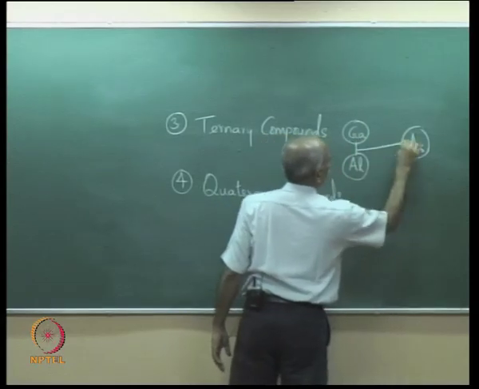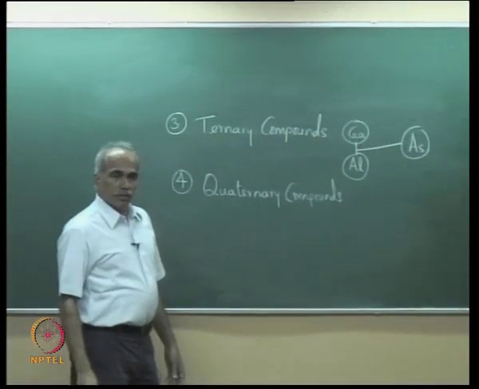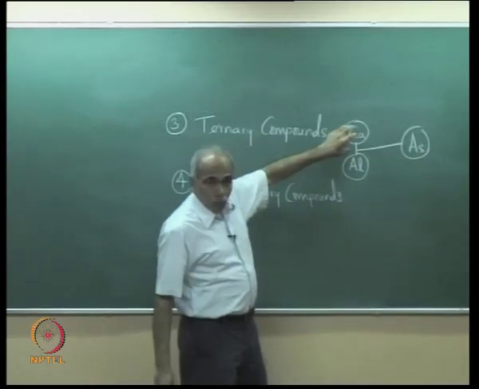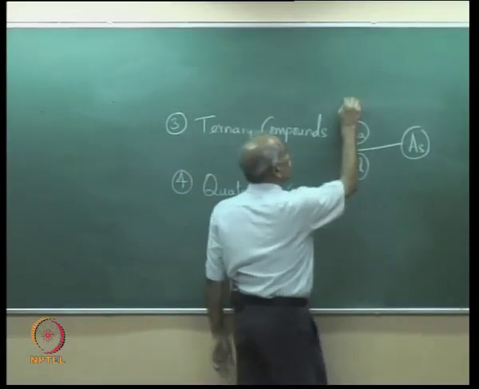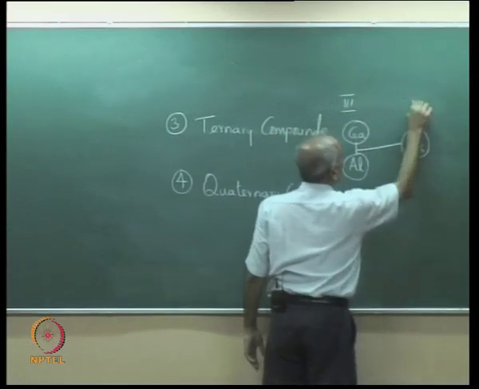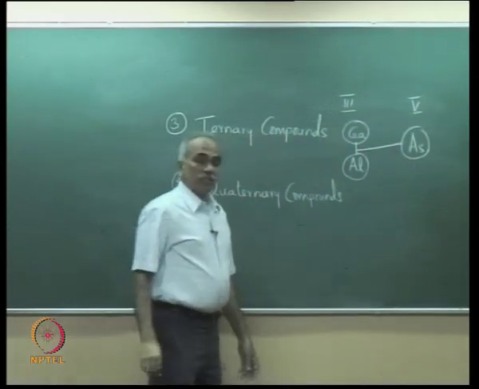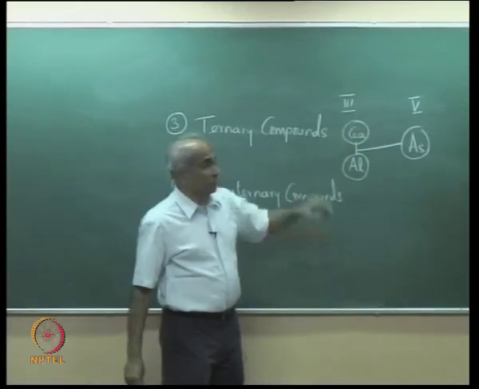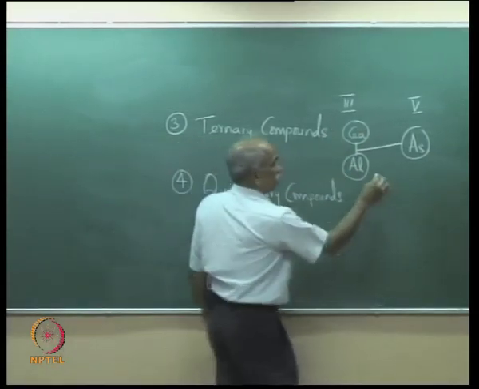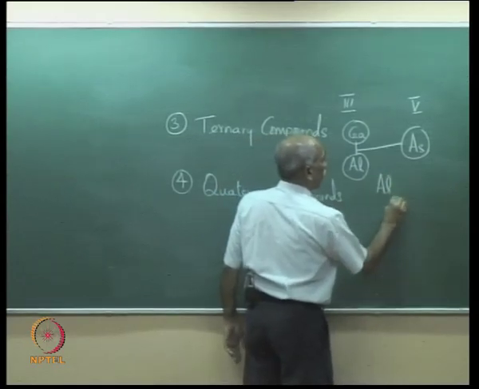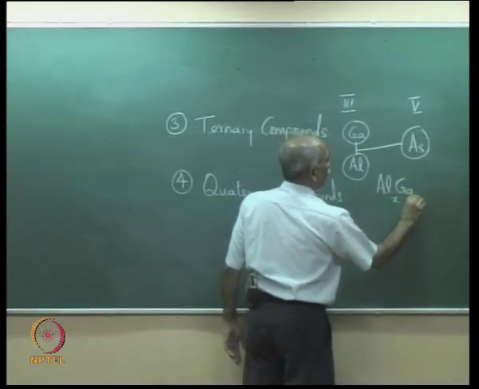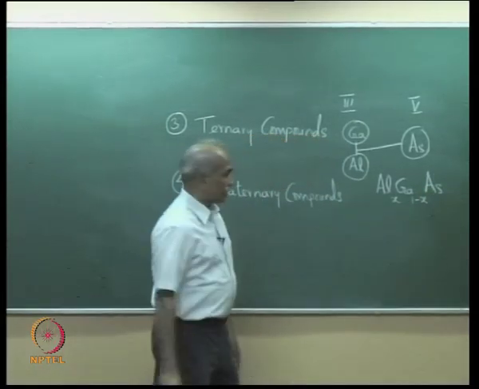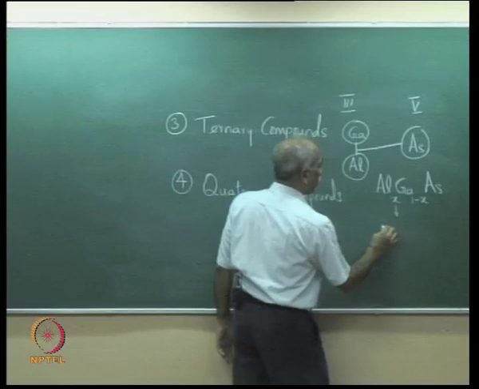So, gallium, aluminum, arsenide. Or you can have one element from group 3. So, this is from group 3. They are still 3,5 compounds, but instead of one element we have 2 elements. So, how do we represent this? We represent this as Al_x Ga_(1-x) As, where x is the alloy composition.